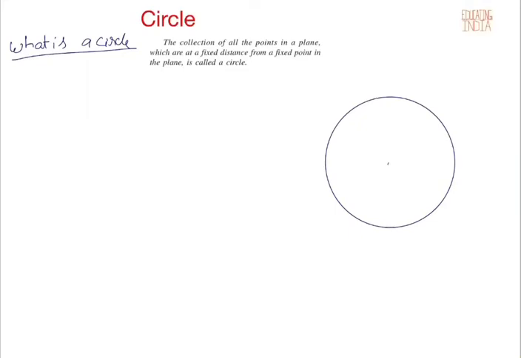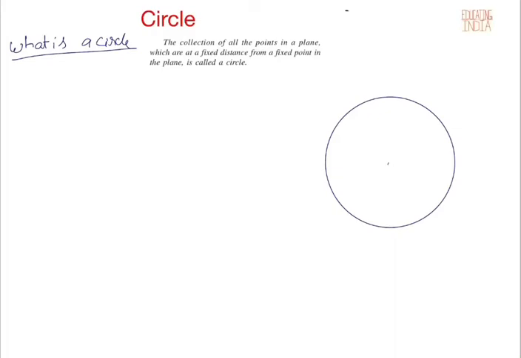Now this is the chapter of circle, which is chapter 10 of NCERT class 9 maths. So first of all we go for a definition. What is a circle? How do we define a circle? This figure which we are seeing here is normally called a circle. How do we define this figure?